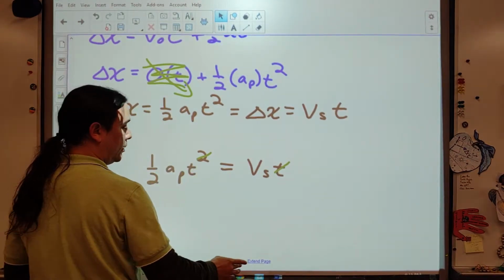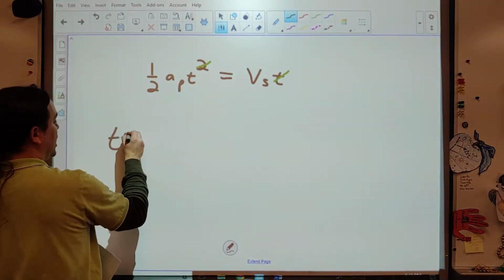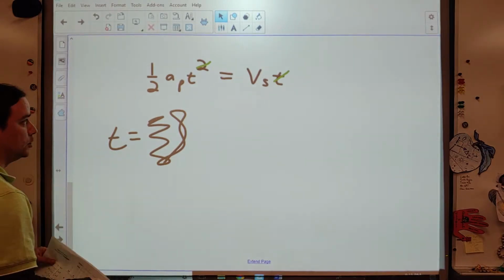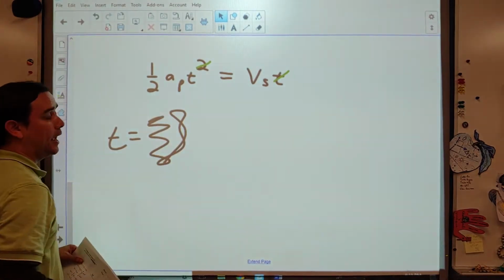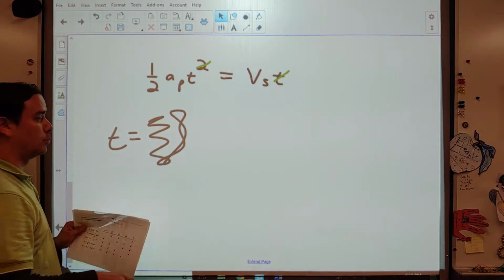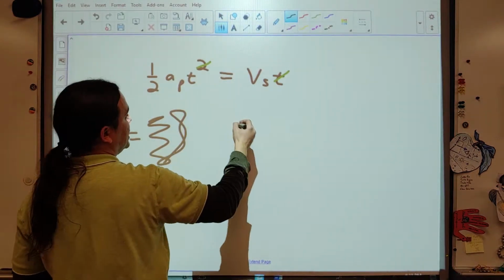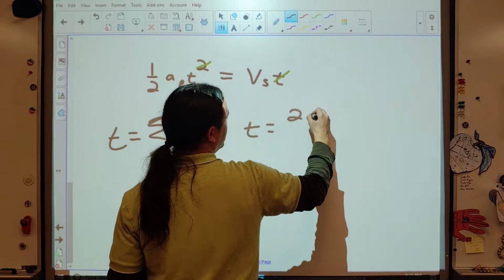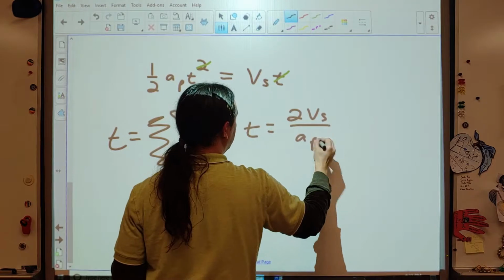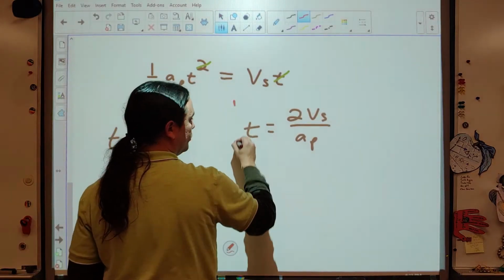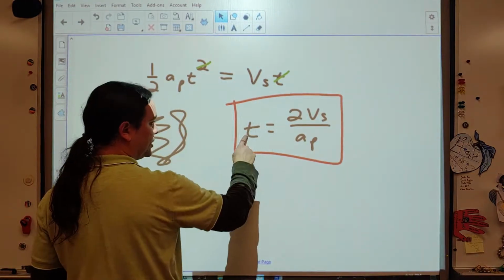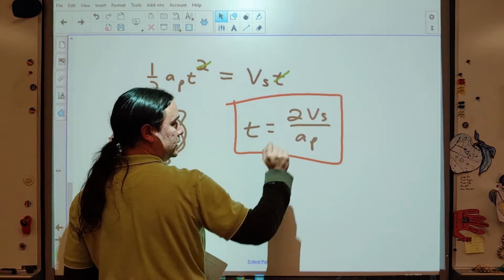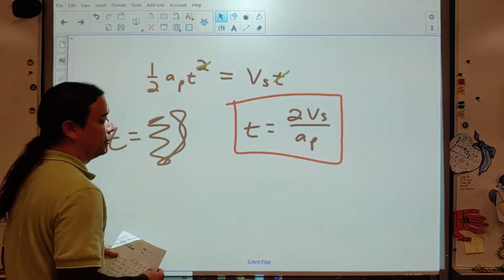I'm trying to solve for time. So I'm done when I have time equals some stuff. And that stuff can only be in terms of v_s and a_p. Well, if I solve for t here, I get that time is equal to, I divide by a_p and multiply by 2 v_s over a_p. There you go. This is the time it takes for the police car to catch the speeding car in terms of the speed of the speeding car and the acceleration of the police officer.